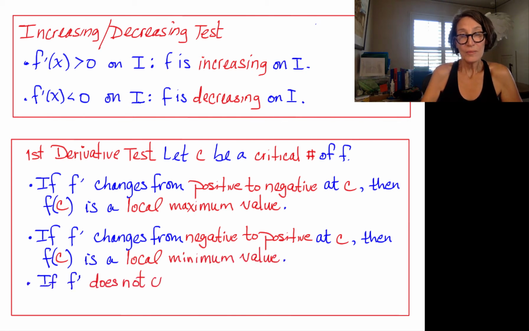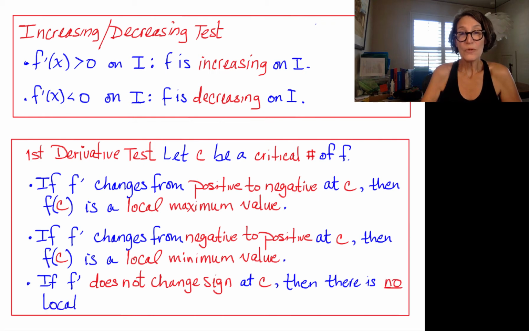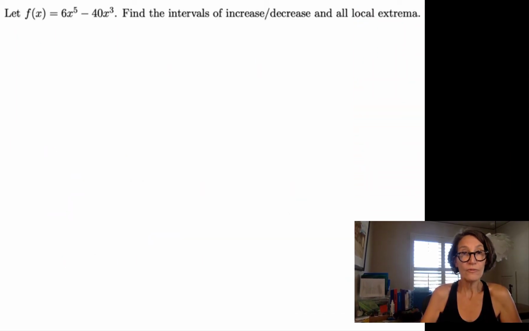If f prime does not change sign at C, that means nothing interesting is going on there, then there's no local extreme value at all. It just happens to be a critical point. That's a really important thing to remember. All right, so let's see how to use these tests on a function.